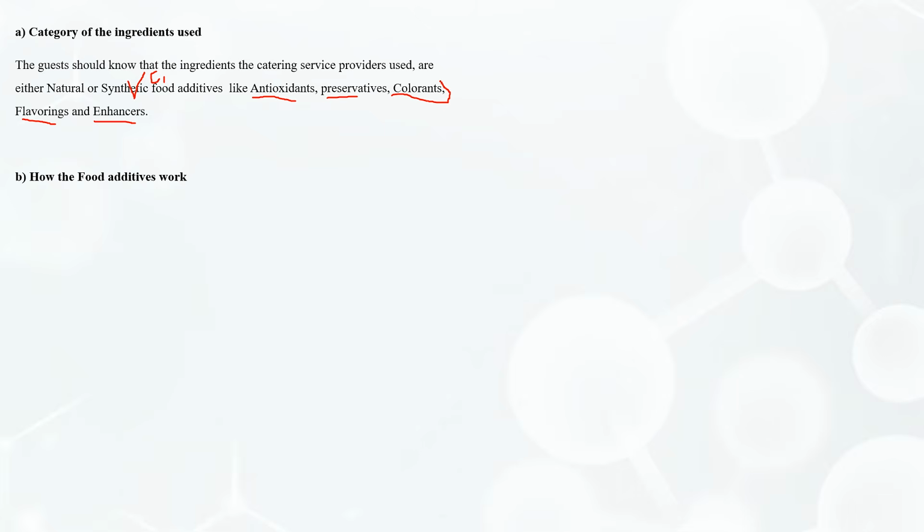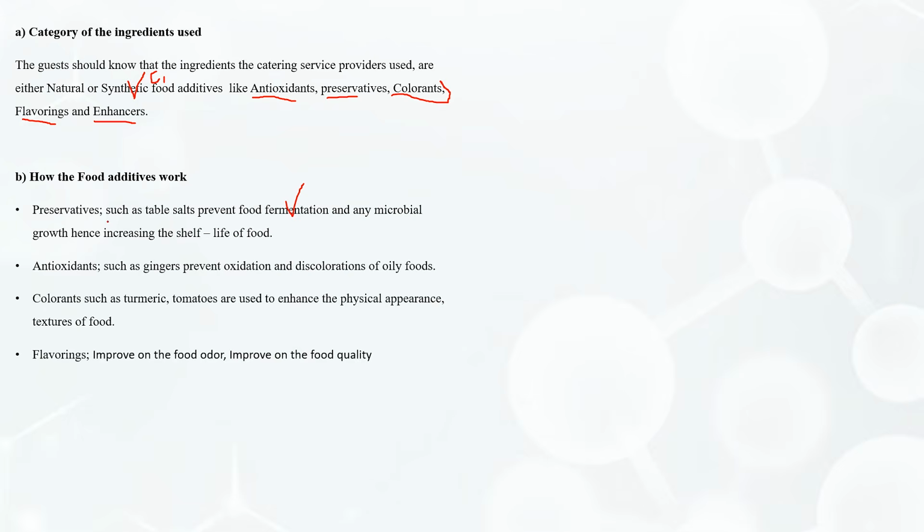And then part B, they're asking, how does the food additive work? Explain to these people how it works. So here we can talk about preservatives, such as table salt. They prevent food fermentation and any microbial growth, hence increasing the shelf life. We have all these other ones, antioxidants such as ginger. I believe we saw ginger in the picture, and it is a good antioxidant. How does it work? It works by preventing oxidation and discolorations of oily foods.